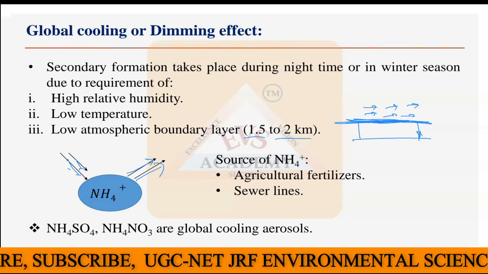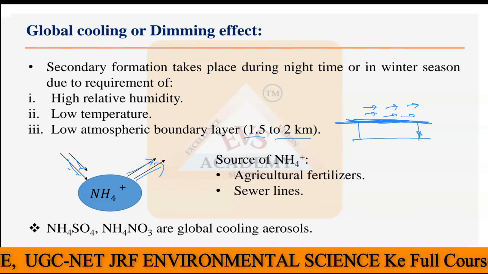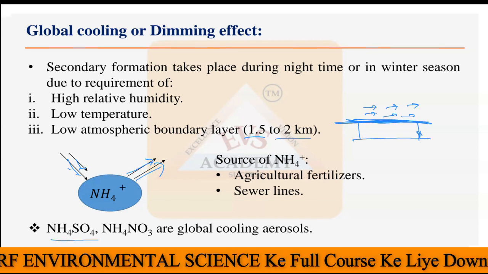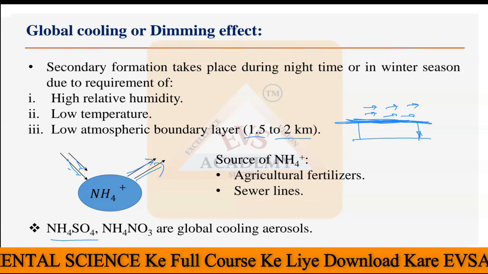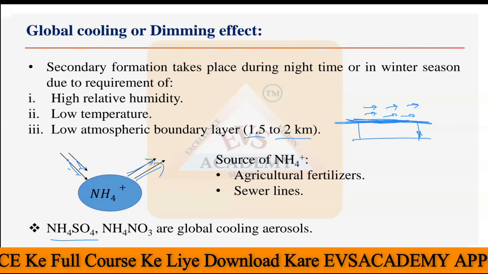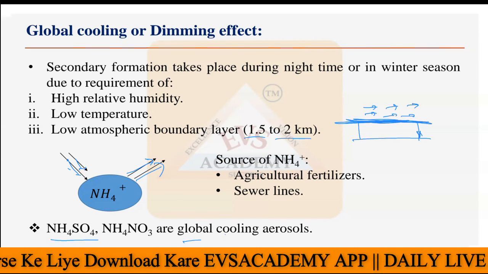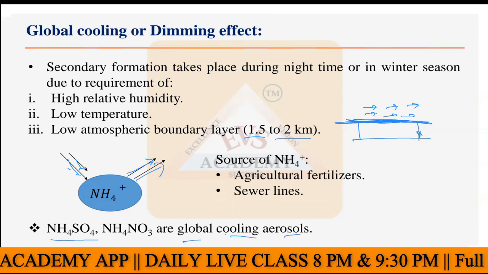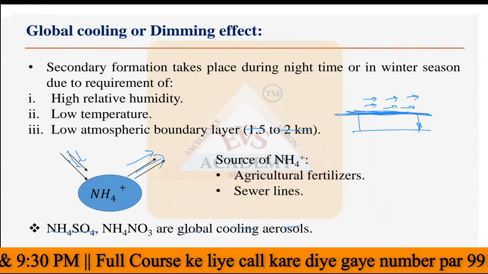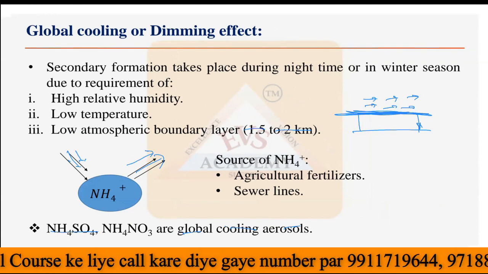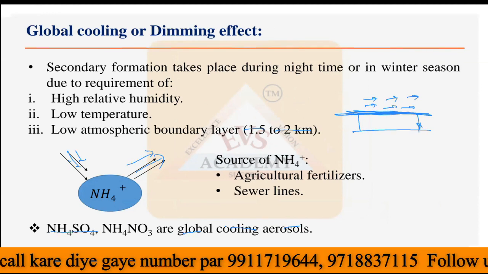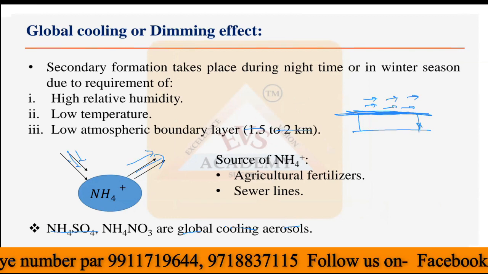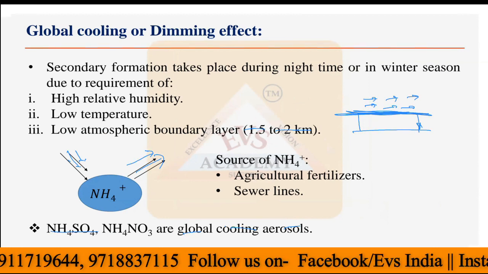This NH4 plus ion also reacts with SO3, SO4, and creates NH4 SO4, and it can also create NH4 NO3. Both are again global cooling aerosols. So we now have multiple global cooling aerosols: SO4 2 minus, NO3 minus, NH4 plus, NH4SO4 and NH4NO3. All these cause the global cooling or dimming effect. So I hope it is clear to you.